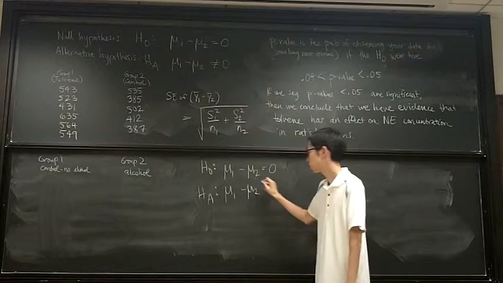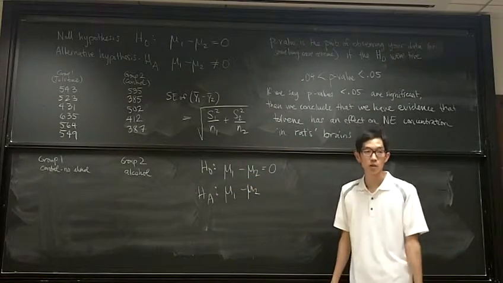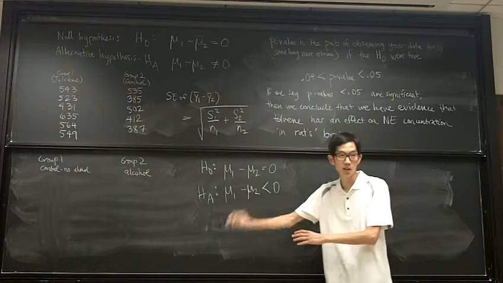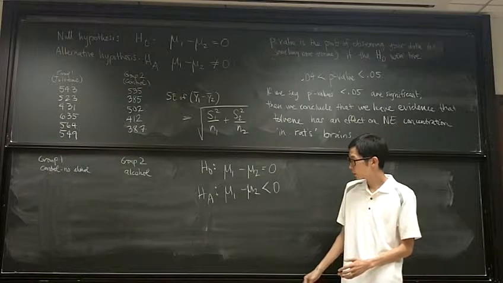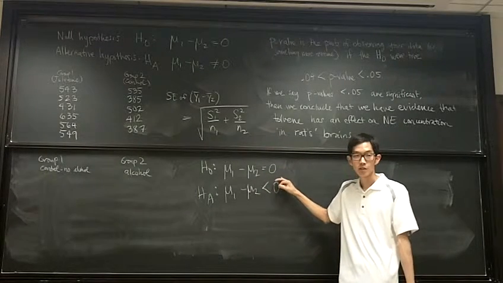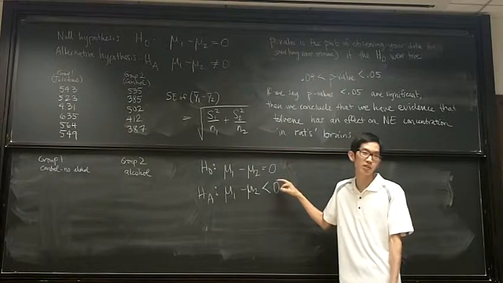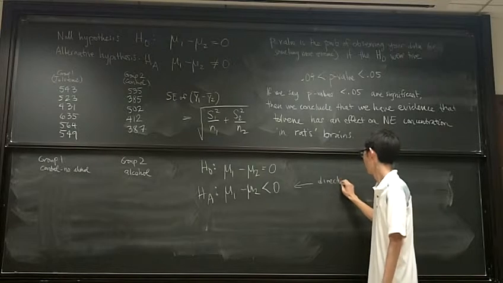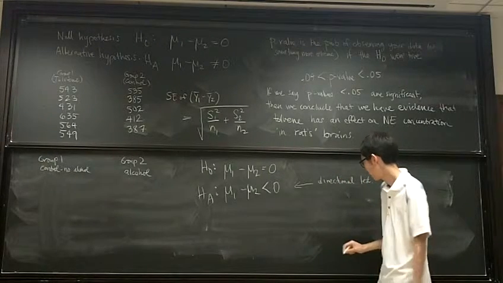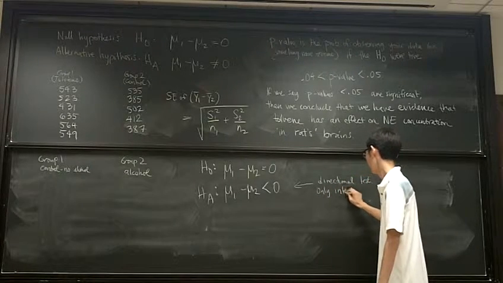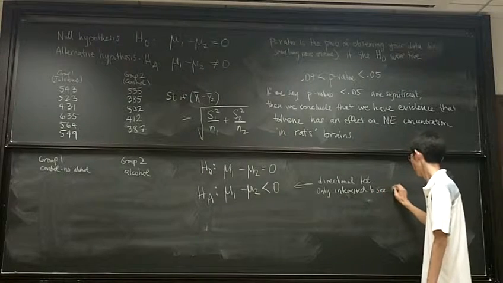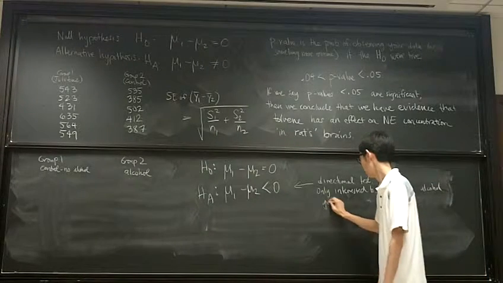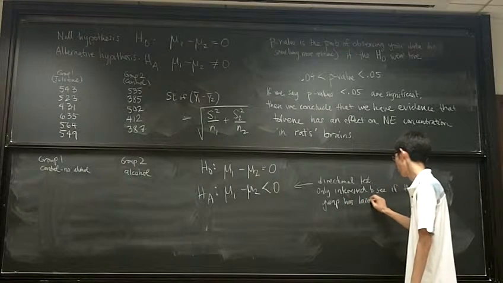mu1 minus mu2, again we're recording reaction time, would be what? A negative number, because we're expecting these people to take longer to respond. So in this case, we're only interested if we have evidence that alcohol slows down those reaction times. This is what we call a directional test. We're only interested to see if the alcohol group has larger reaction times.